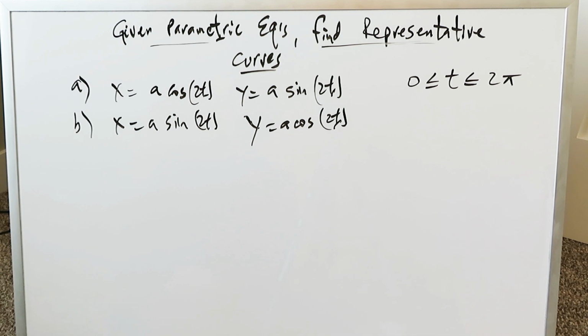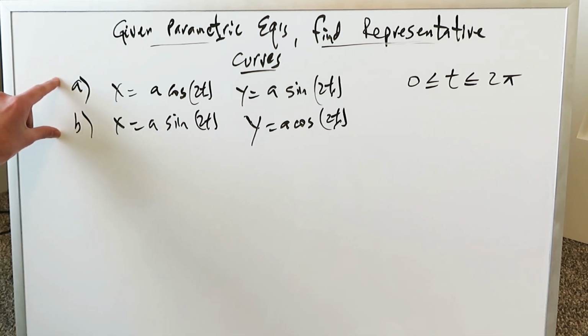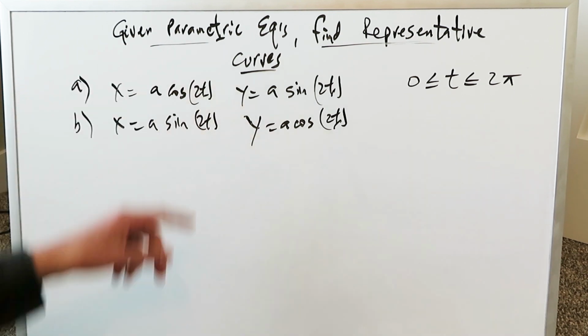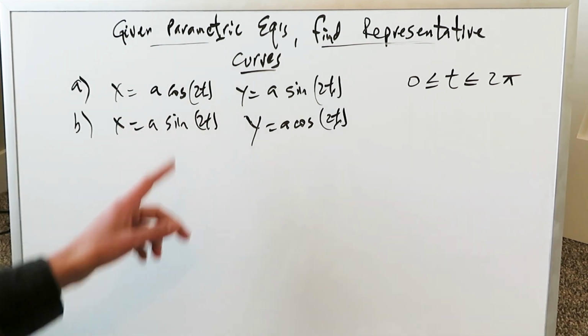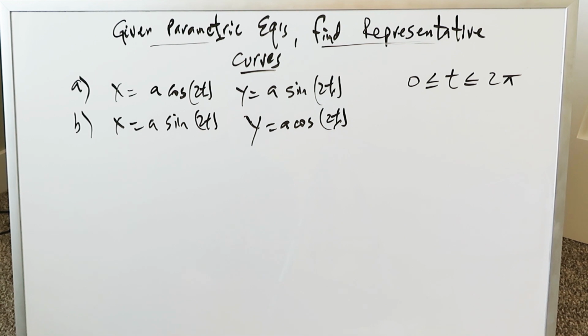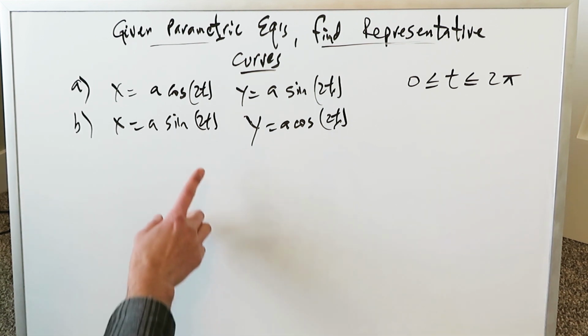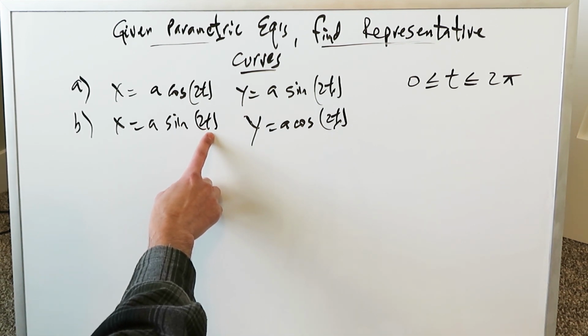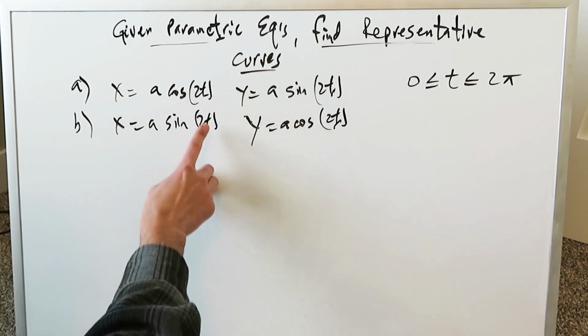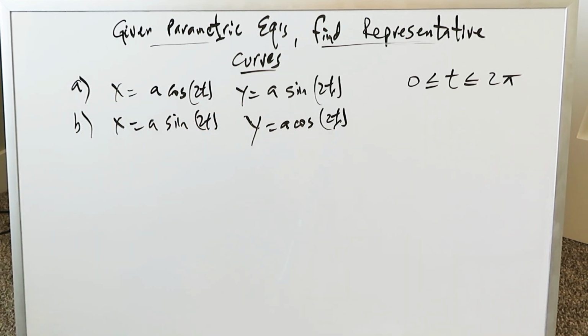We are looking here at a comparison between two specific questions. They are very similar, but they're specific and different. Given a parametric equation or set of parametric equations, we have to find the representative curves. In all instances, our parameter here is this variable t. You know we have x, we have y, but then we have this third variable, the parameter t.